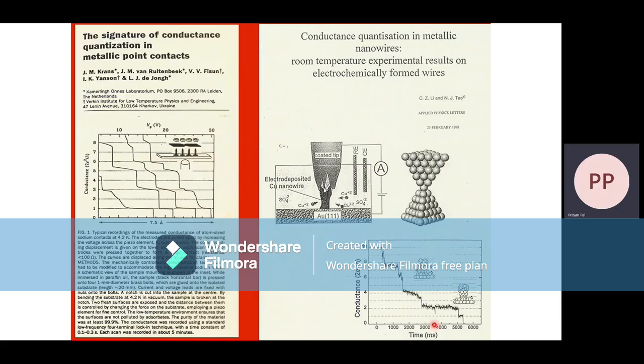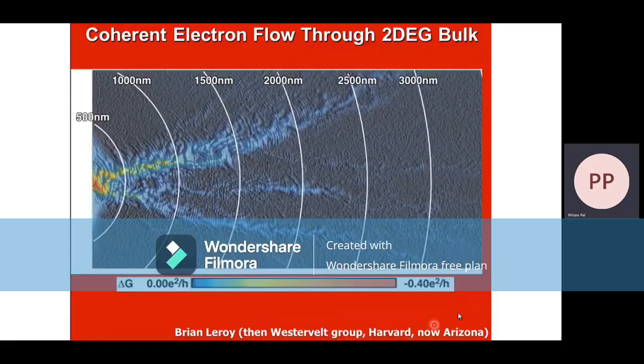So the reason for this is that the Fermi energy in metals is much higher, therefore the wavelength of the electron is much lower, of the order of 1 angstrom, of the order of one atom size. Therefore, to see the conductance quantization, one has to go down to a few atoms in the constriction.